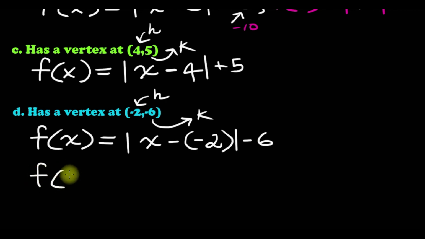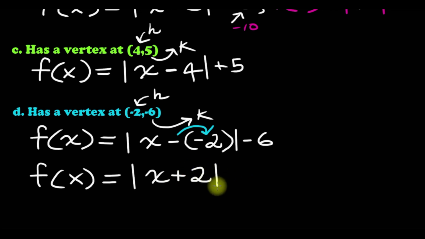So f of x is the absolute value of x. Now here you've got a negative times a negative, so negative 1 times negative 2 makes it plus 2. So that comes out to plus 2, and then you bring down the minus 6. So this absolute value function has a vertex at (-2, -6).